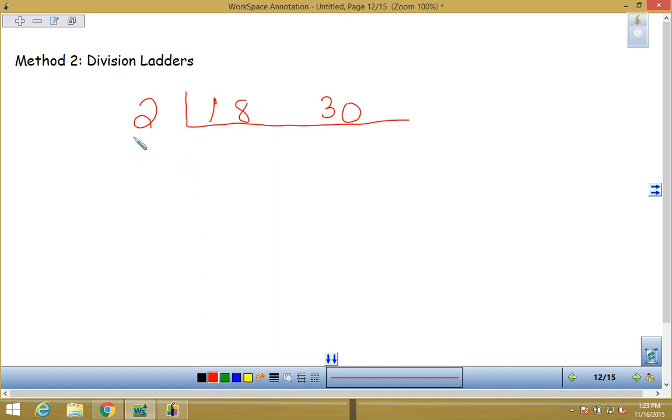So now you look at it. 2 will go into 18 how many times? 9. And you put that 9 underneath. And 2 will go into 30, 15 times, and the 15 goes into the 30. And then you draw another upside down and you're going to do another division. It's going to look like an upside down ladder, okay?